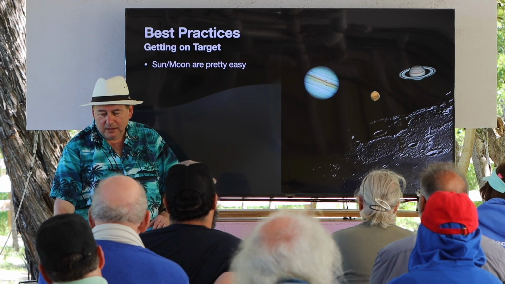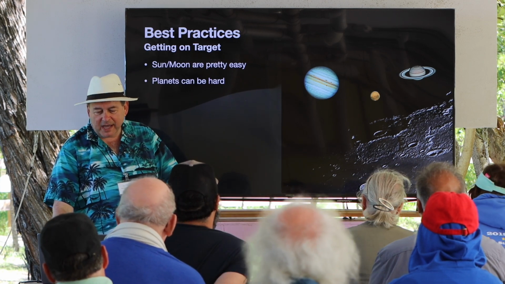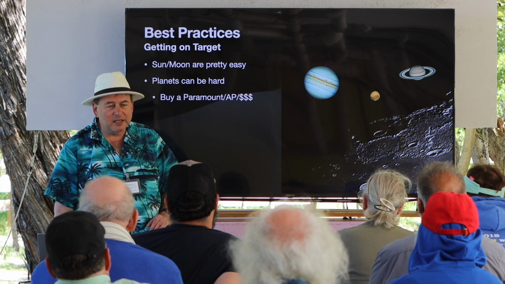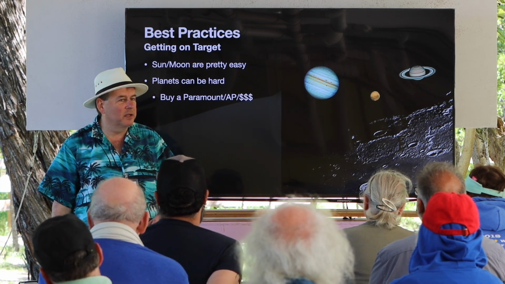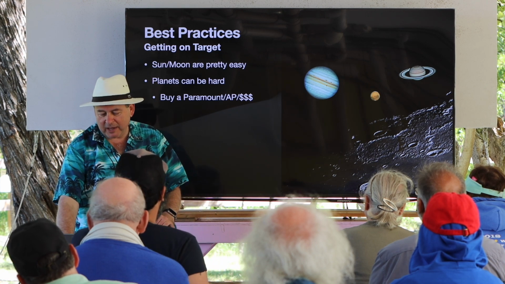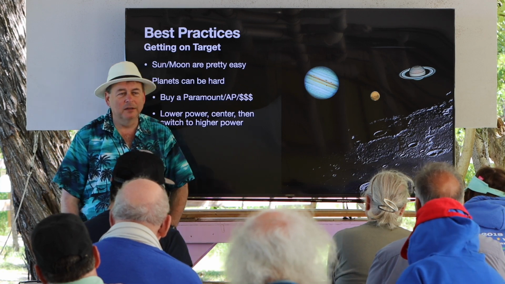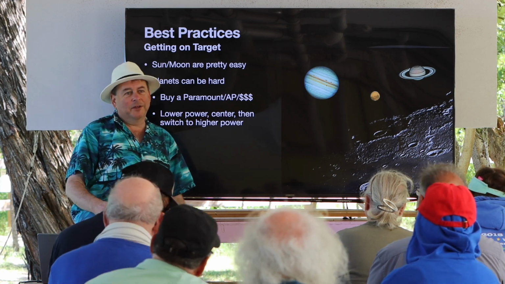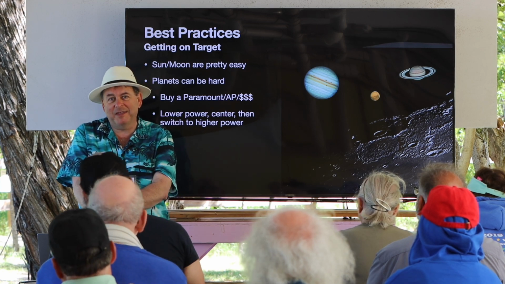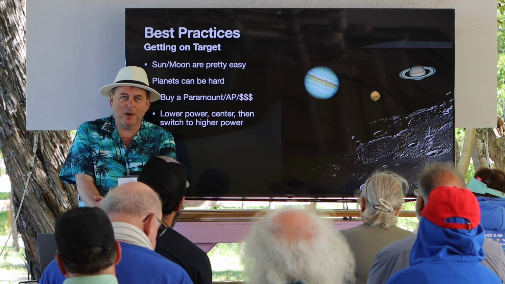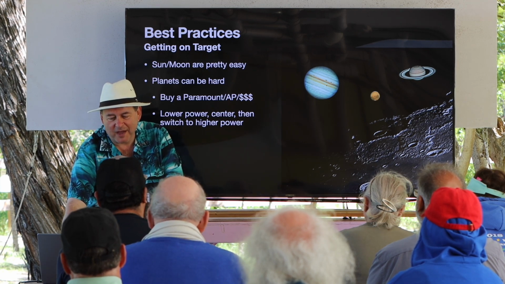Getting on target. Again, these things are very tiny. Planets can be hard. Buy yourself a Paramount or an AP and you're done. You just slew to the tiny little planet with a tiny little sensor and you're good to go. If that doesn't work for you, use a lower power and center it. All the time, not with my Paramount of course, but all the time I'll center something in the eyepiece and then I'll swap to the camera, and it's a lot easier to find.